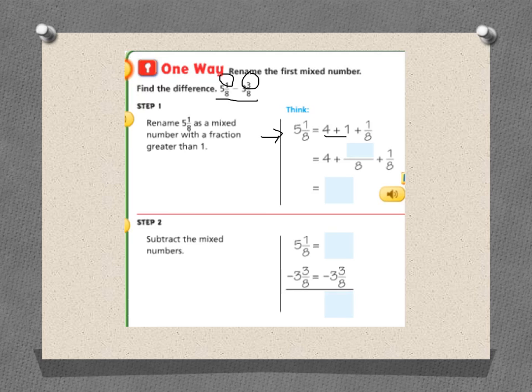So let's go on to our renaming. 4 plus, let's change that 1 into 8s. How about 8/8 is another way of saying 1. So I have 4 plus 8/8 plus 1/8, which is the same thing as 4 and 9/8. Aha, now I can subtract because 9 is greater than 3. So I have 5 1/8 renamed as 4 and 9/8. So 9/8 minus 3/8 is 6/8, and 4 whole minus 3 whole is 1 whole. So the answer is 1 6/8.